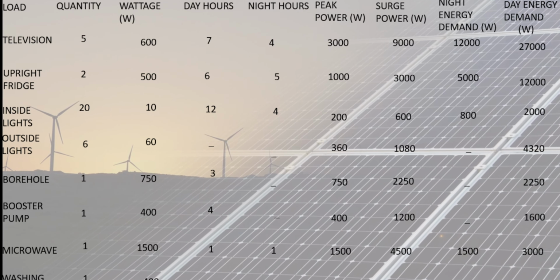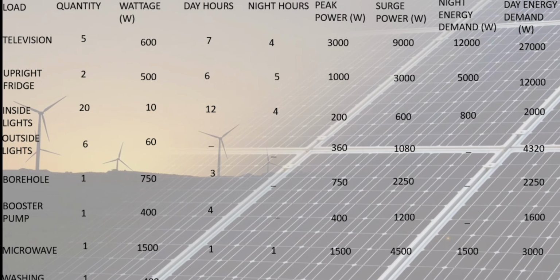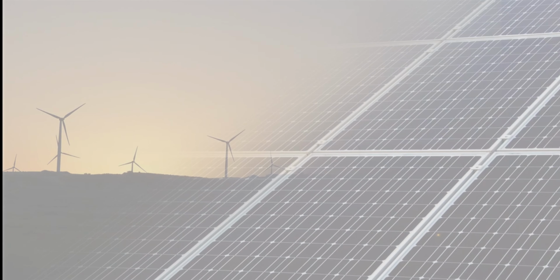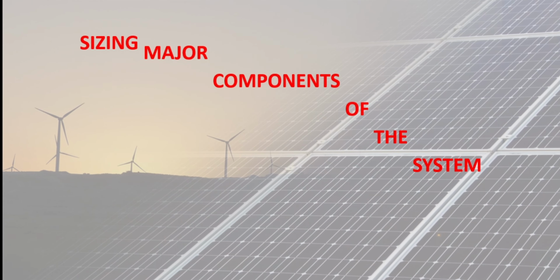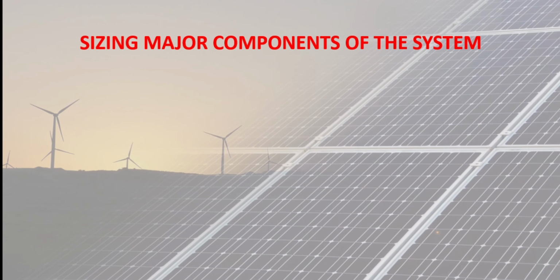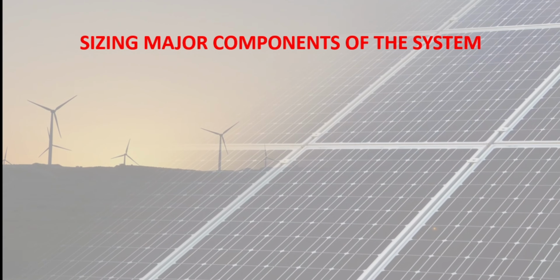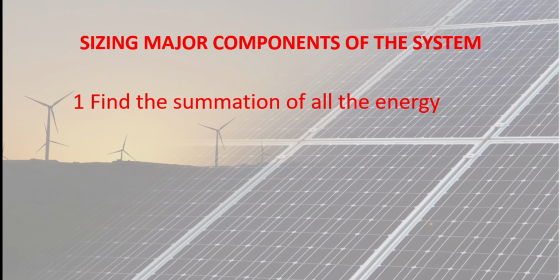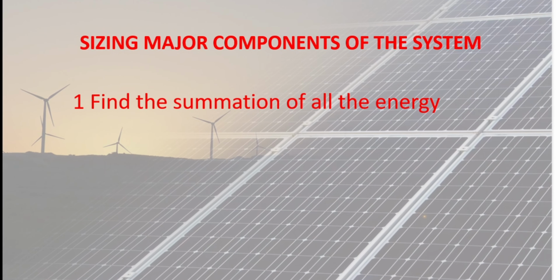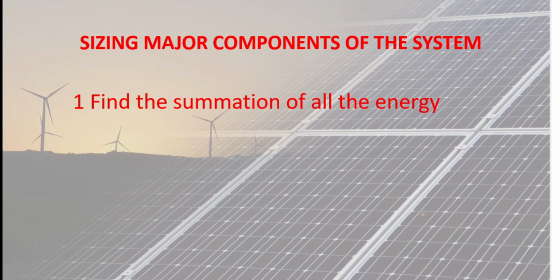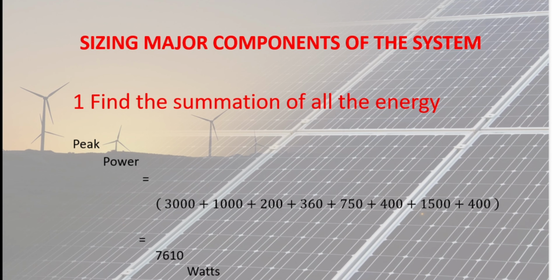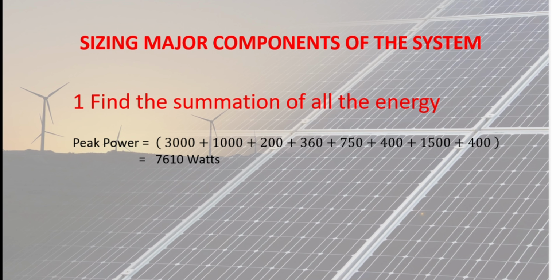What is the next step now? The next step now is to calculate the major components of the system. So how do we calculate the major components of the system? What you need to do first is to find the sum of all the energies needed for the system: the total peak power, the total surge power, the total day energy demand, the total night energy demand. Find all the totals. Like what we did here, the peak power we got 7,610 watts.